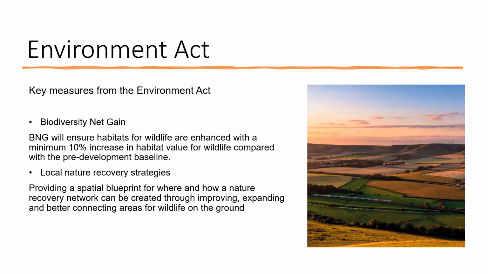So it's worth just mentioning and briefly setting out the Environment Act, which received Royal Assent in 2021. It makes provision for targets, plans and policies for improving the natural environment in four priority areas, being air quality, biodiversity, water and resource efficiency and waste reduction. So there are two measures from this Act which are key to the local plan, which I'll touch on today, and that's the requirements for biodiversity net gain and local nature recovery strategies.